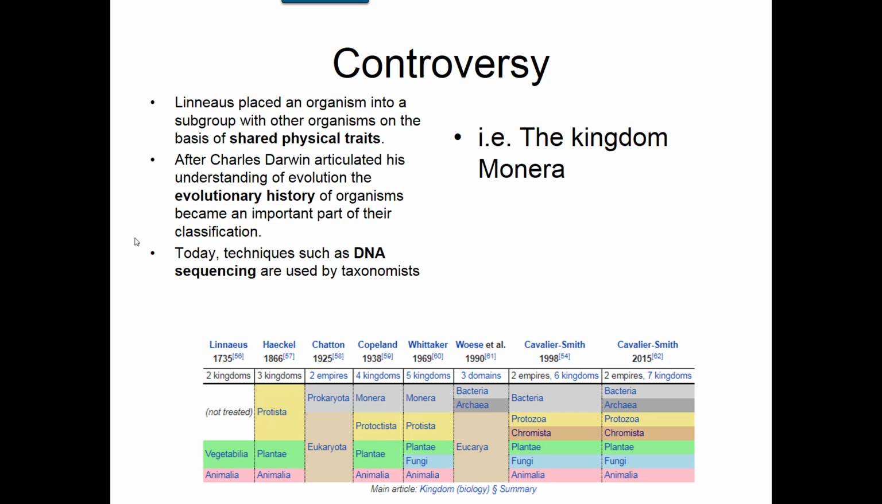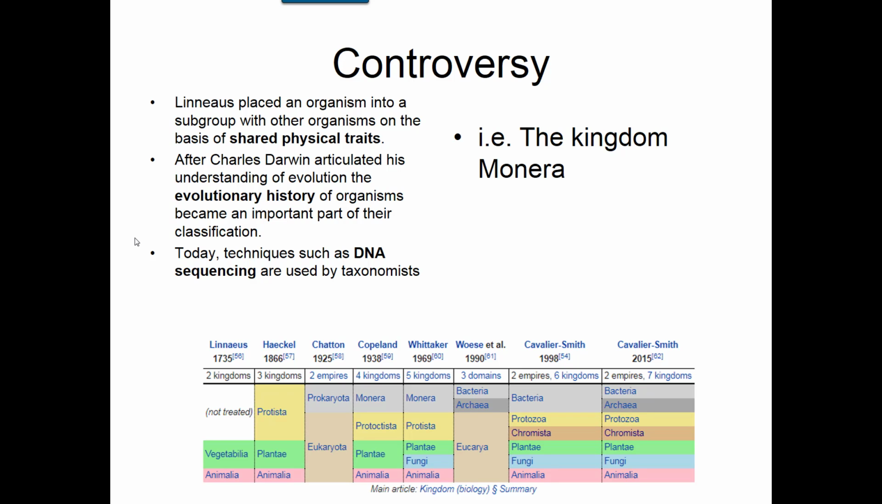Okay, so this is actually a really active area of research. Taxonomy is a really active area of research for plants and for a whole bunch of different groups. And it may not sound like it would be controversial or exciting, but it really is. And part of the reason why this is changing so much is because we're getting more and more information about life. So Linnaeus placed organisms into these subgroups of the hierarchy based on their shared physical traits.